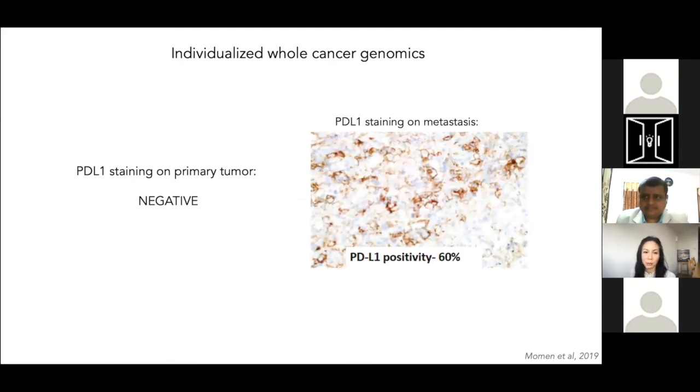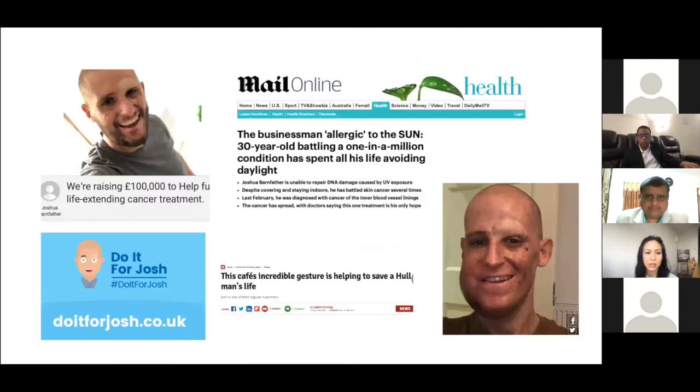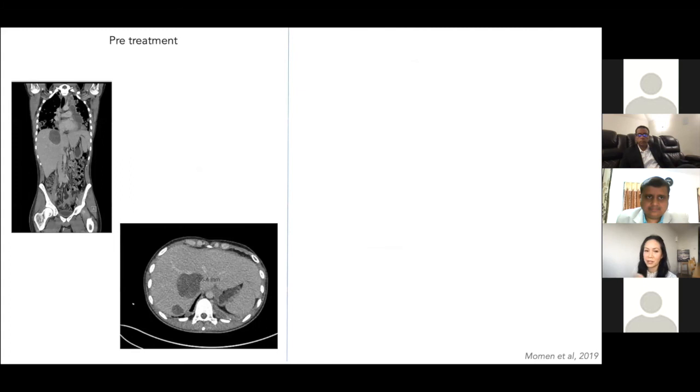And so we did PD-L1 staining. Initially on the primary tumor, it was negative. And I said, do it on the mets. And when we did that, it came up as positive. And so we now had the potential evidence to suggest that his tumor might be sensitive to checkpoint inhibition. Now, he had to raise his own money because in the UK, this is not yet licensed for use in metastatic angiosarcoma. But I can say that he got the treatment.